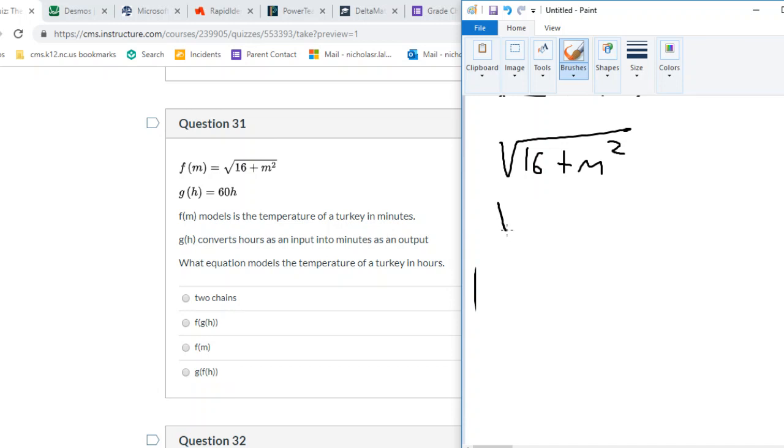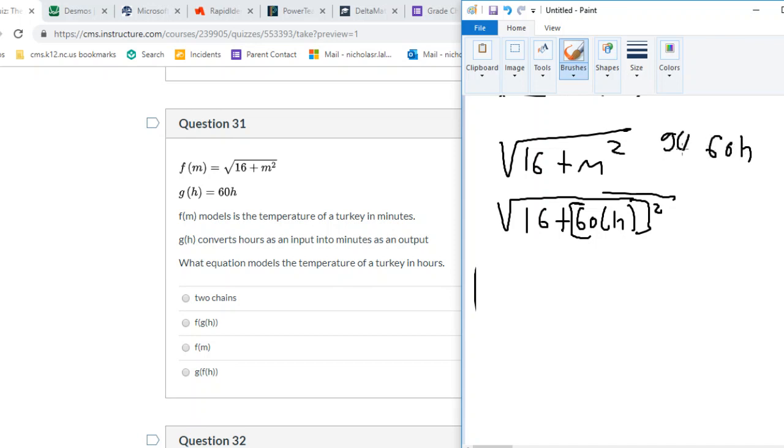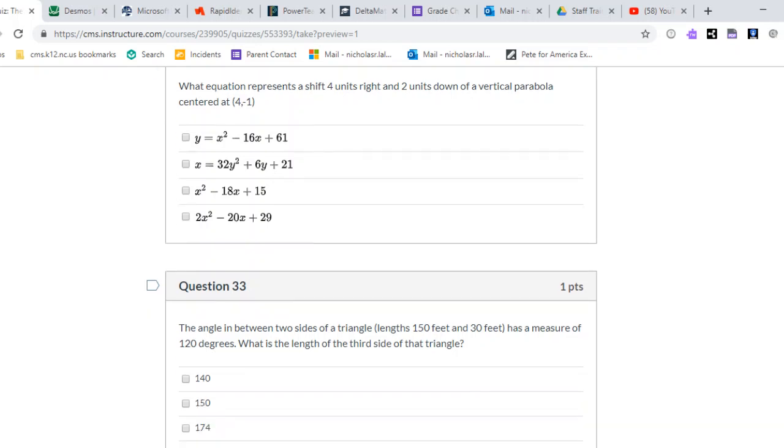So this would have to be the square root of 16 plus, if we want to have hours, 60 times the number of hours, that whole thing squared, because that's what minutes are. So in order to have this as the input of this function, because 60h is g of h, and f of m is the temperature function, we have to have f of g of h. That's the value.